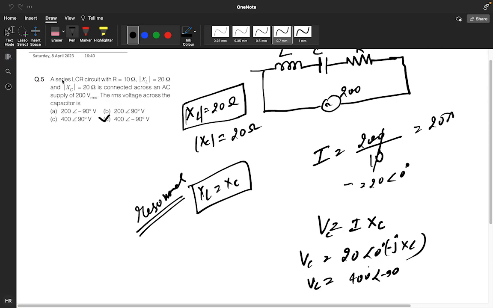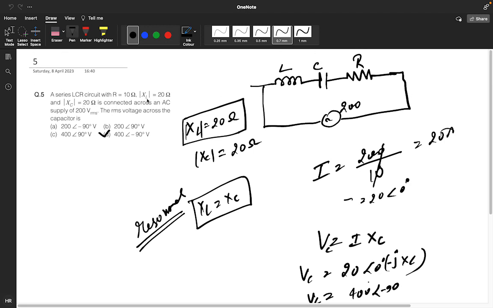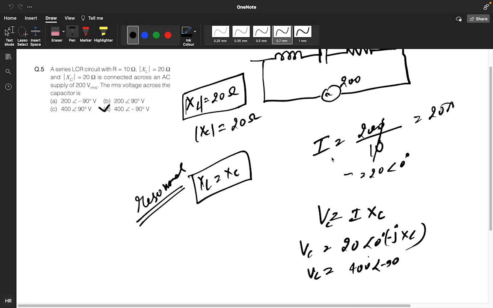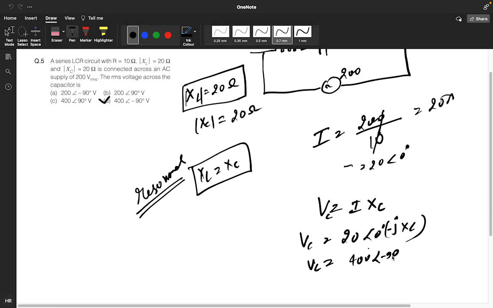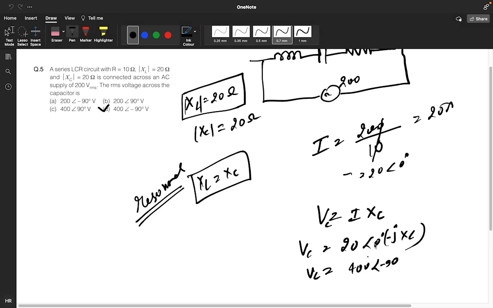And in this question, a series LCR circuit, they had given R value is 10, XL value is 20, XC value is 20. So XC minus XL, this is 20 minus 20, that means it became 0. So how much current will you get? 200 divided by 10 only, 20 ampere current at an angle 0. So what will be the value of VC? I into XC. So 20 at an angle 0 degree, and XC value is 20 at an angle minus 90 degree. So 20 times 20 will be 400, 400 at an angle minus 90 degree.